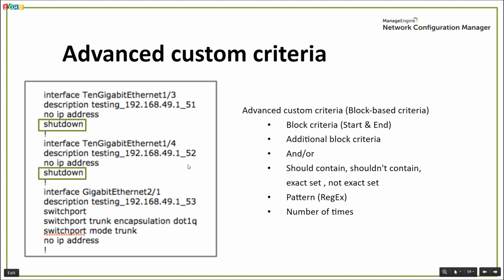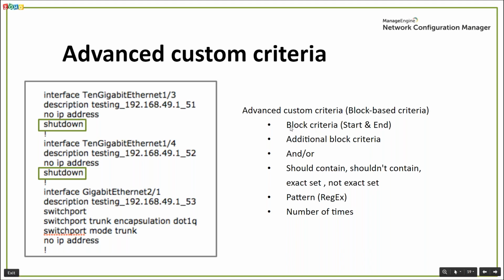Here you can see that the interfaces have been displayed. The interfaces in a configuration file have been displayed here, and you can choose to scan only these interfaces for compliance with this particular criteria, and you can add an additional block criteria as well.